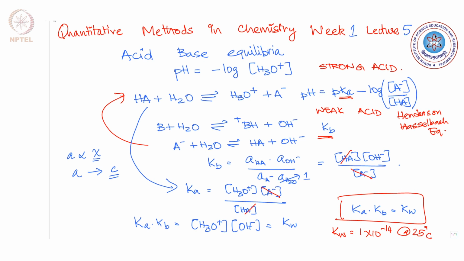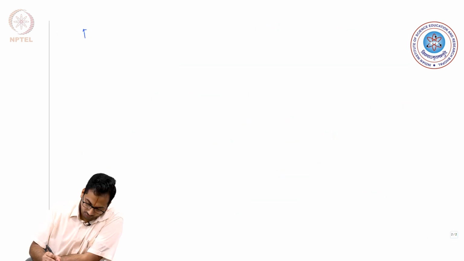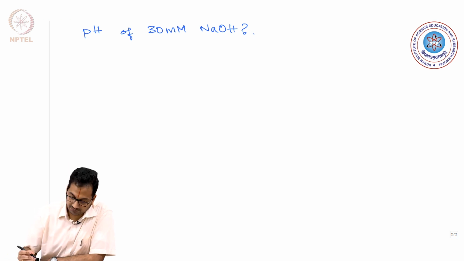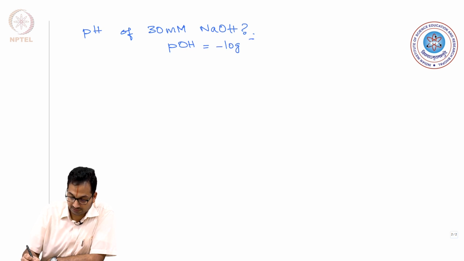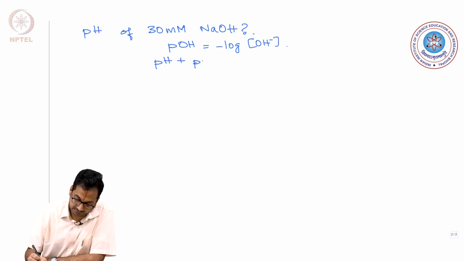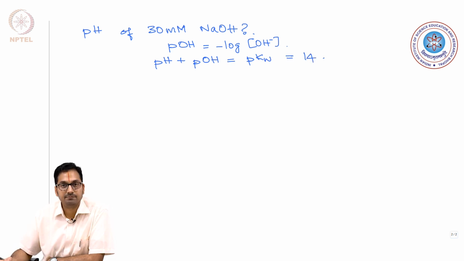Okay, now that we have seen it, let us take some examples. What is the pH of 30 millimolar NaOH? As we are able to realize, pOH is like the definition of pH, which is given as the negative logarithm of OH- ions. Simple math and our intuition clearly say pH plus pOH will be equal to pKw, which is nothing but 14.